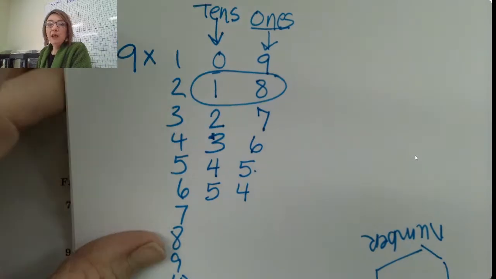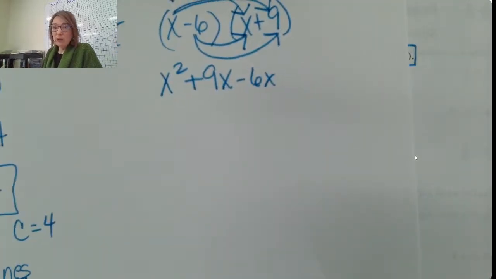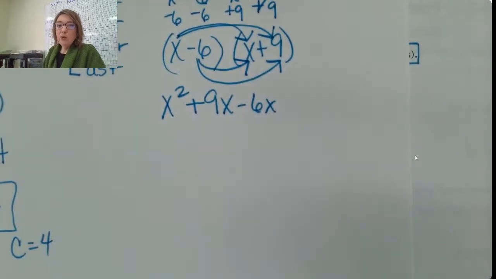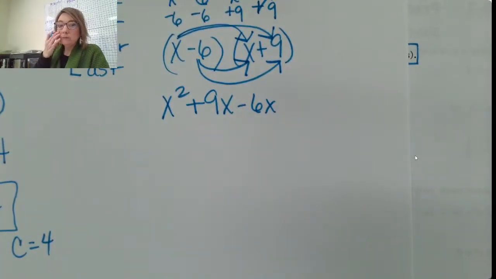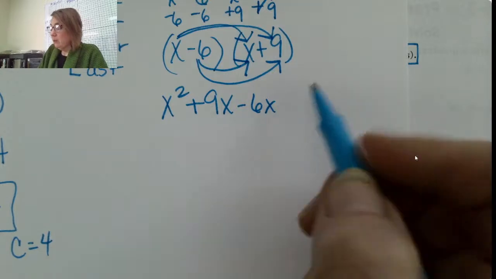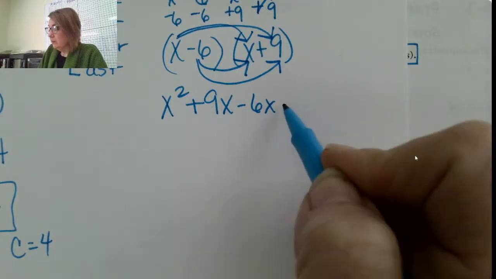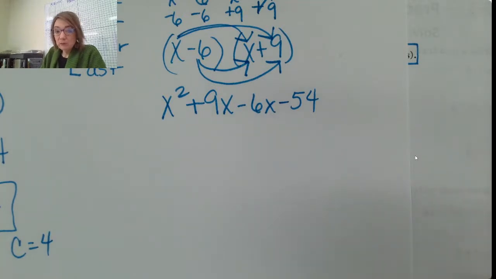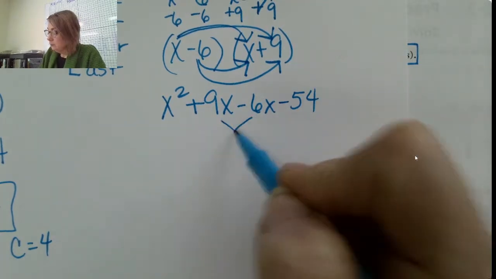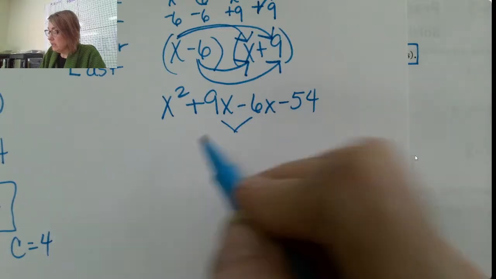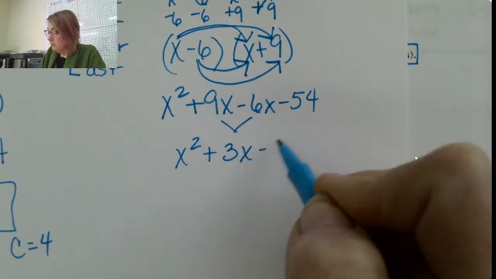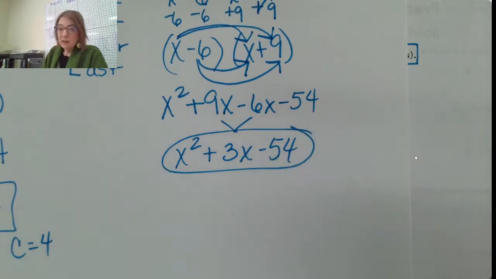Right? Okay. So back to our regularly scheduled program. What is 6 times 9? 54. But is it going to be a positive or a negative? Negative 54. Now, do we have anything to combine here? What do we got? 9x and 6x. So what does that get us? And this is our standard form.